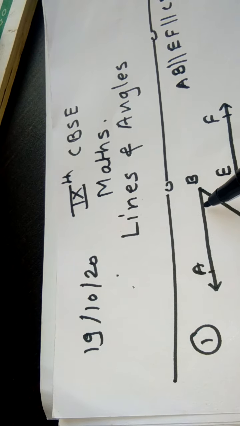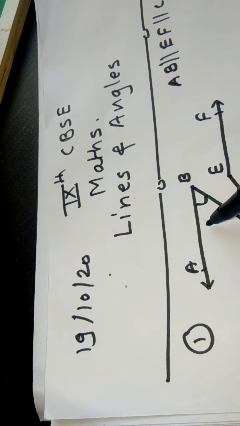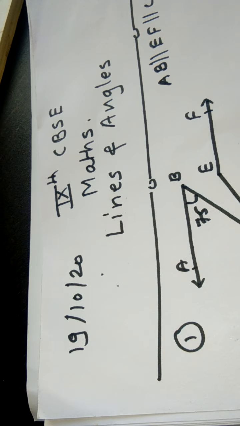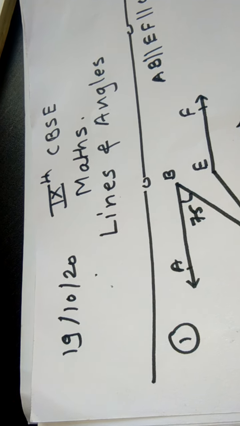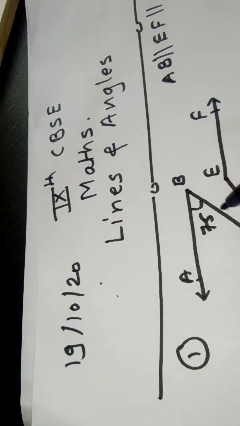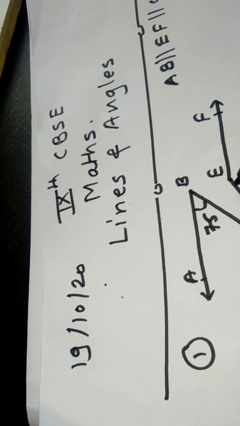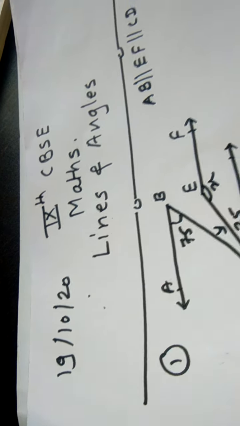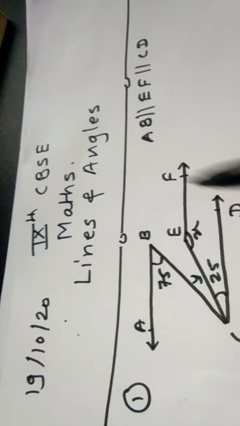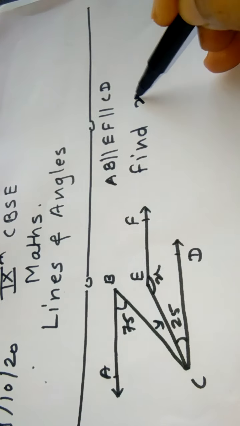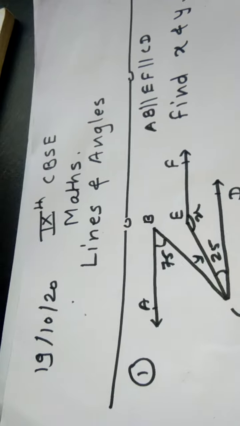Measure of angle B is equal to 75 degrees. Measure of angle ECD is equal to 25 degrees, and this angle is Y. This angle is X. We have to find the value of X and Y.